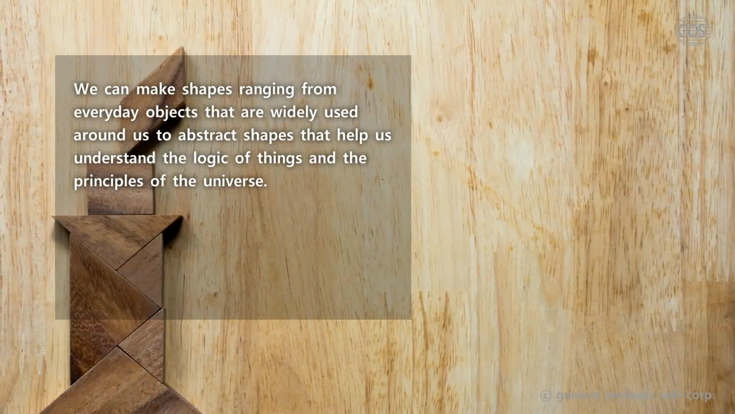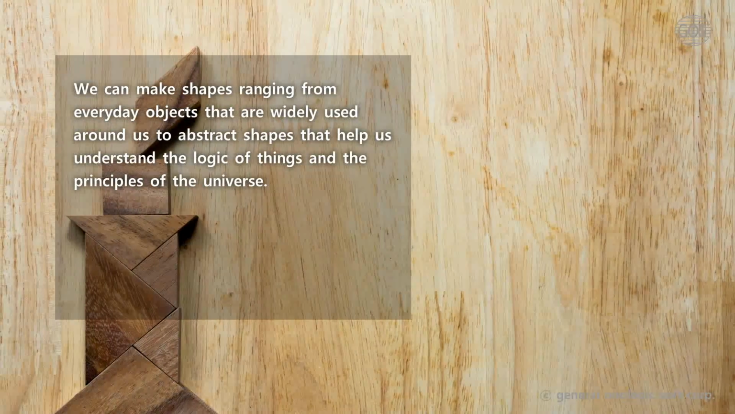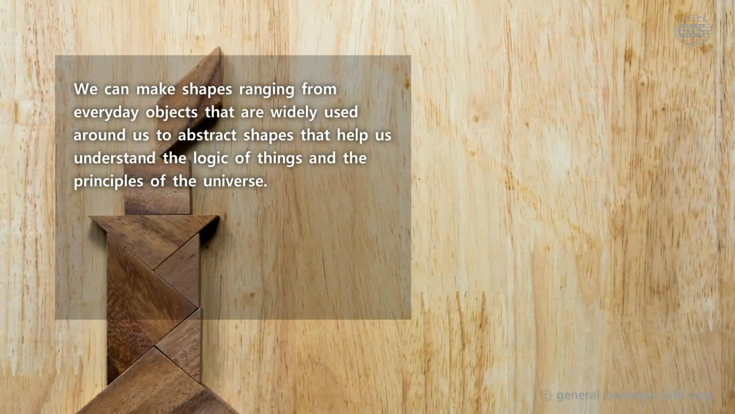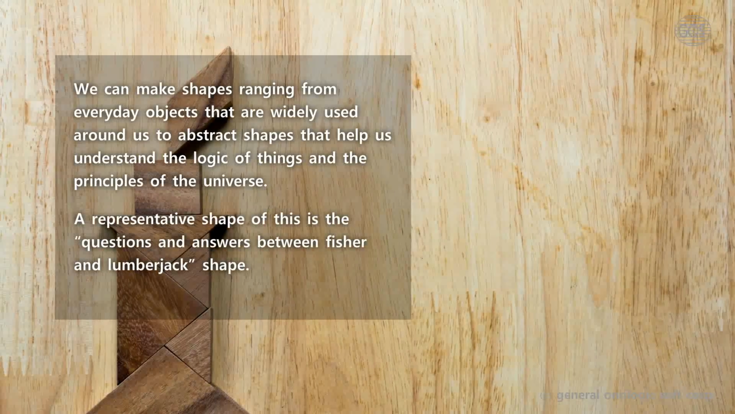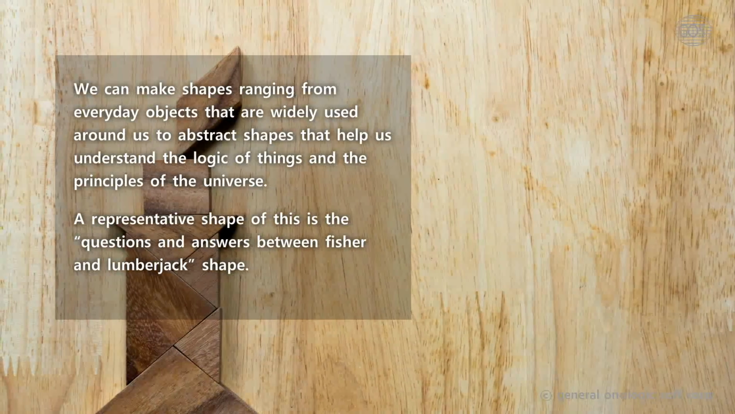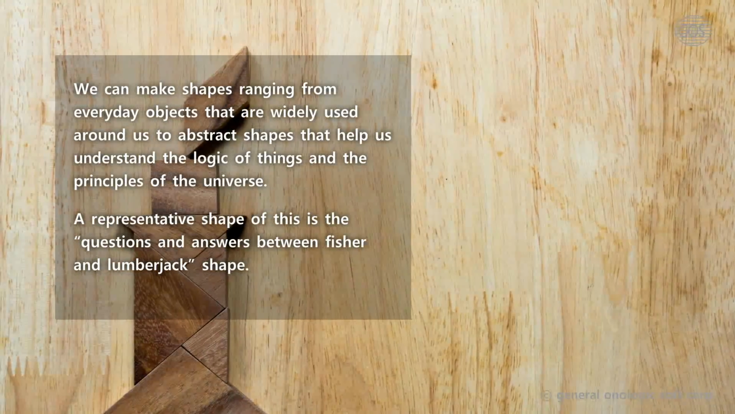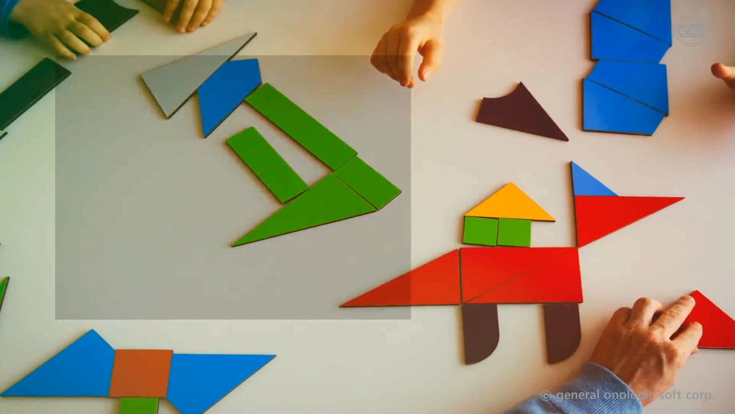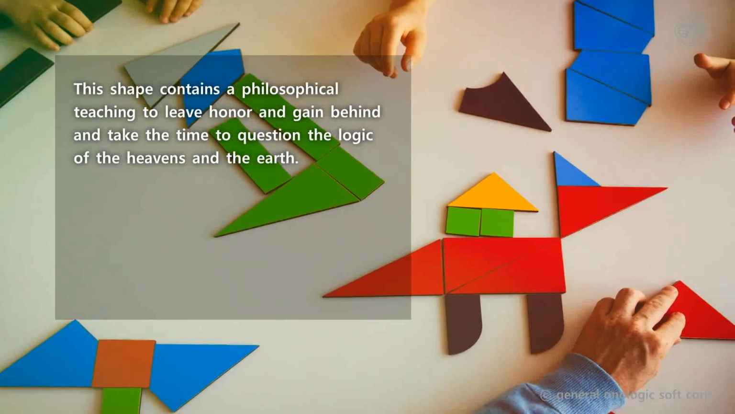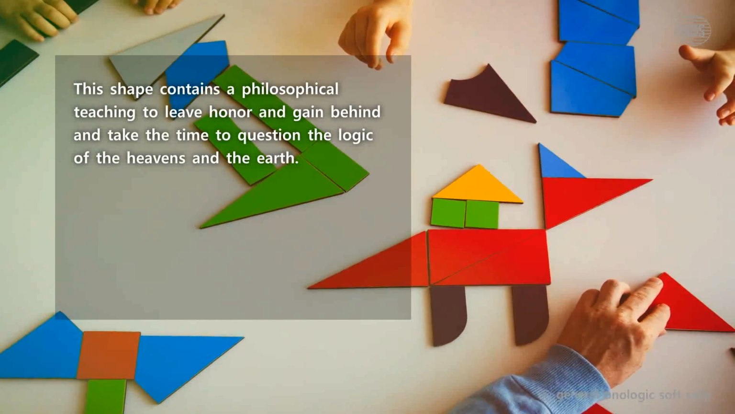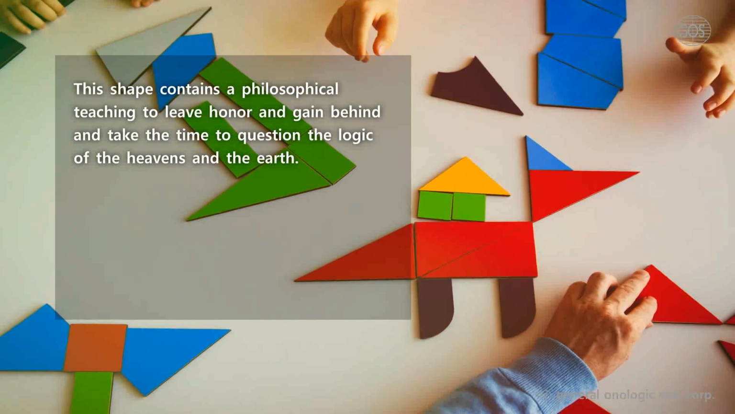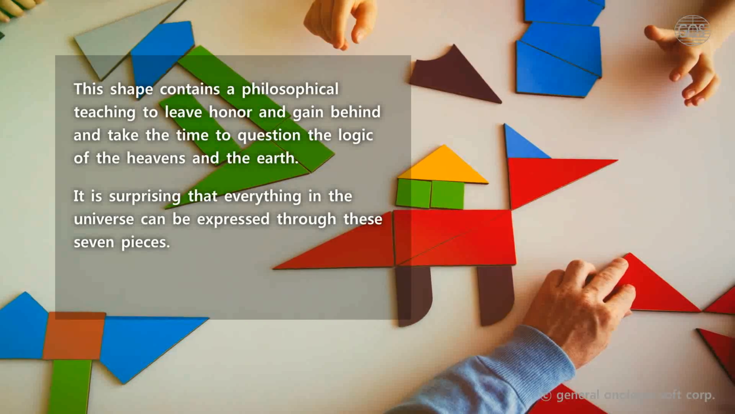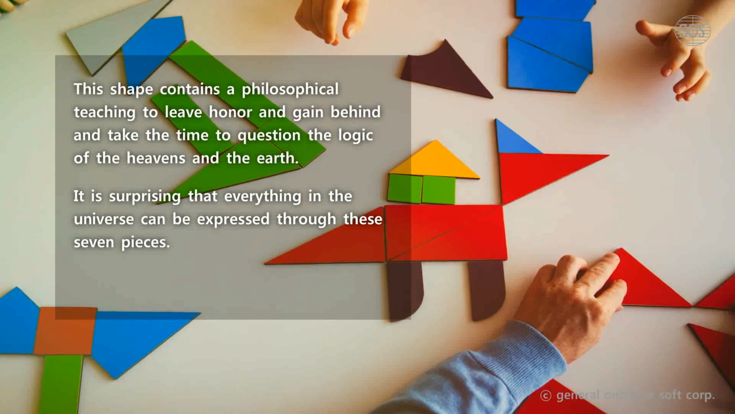We can make shapes ranging from everyday objects that are widely used around us to abstract shapes that help us understand the logic of things and the principles of the universe. A representative shape of this is the questions and answers between the fisher and lumberjack shape. This shape contains a philosophical teaching to leave honor and gain behind and take the time to question the logic of the heavens and the earth. It is surprising that everything in the universe can be expressed through these 7 pieces.